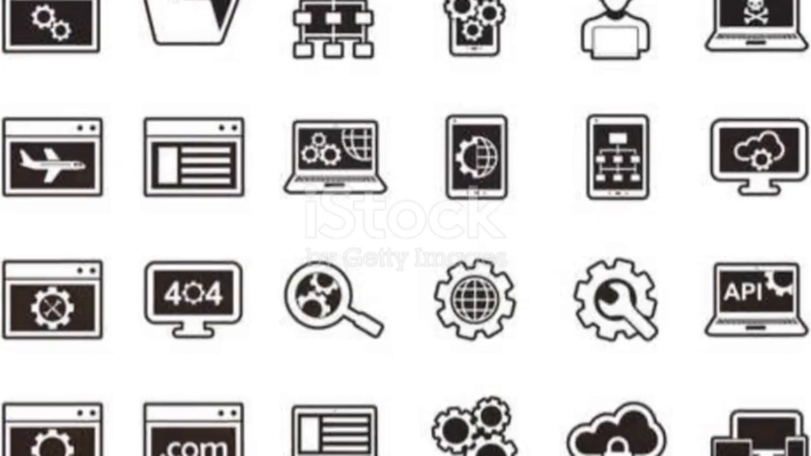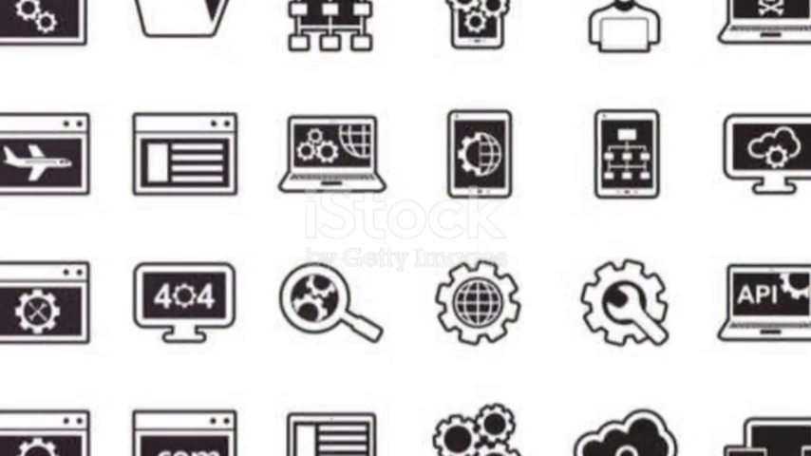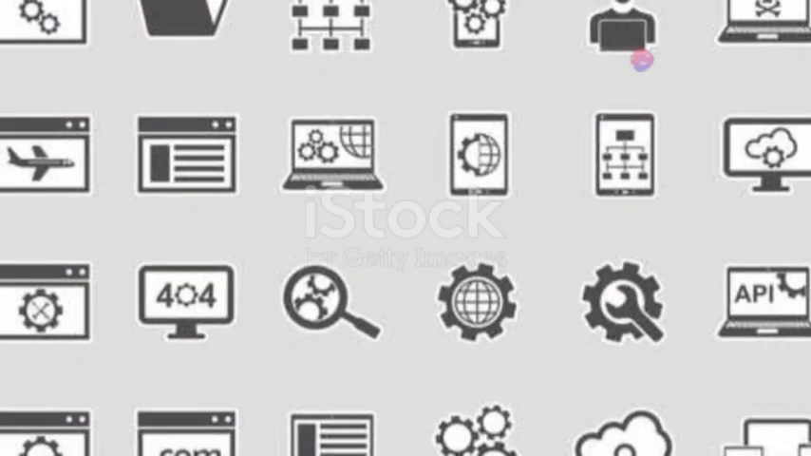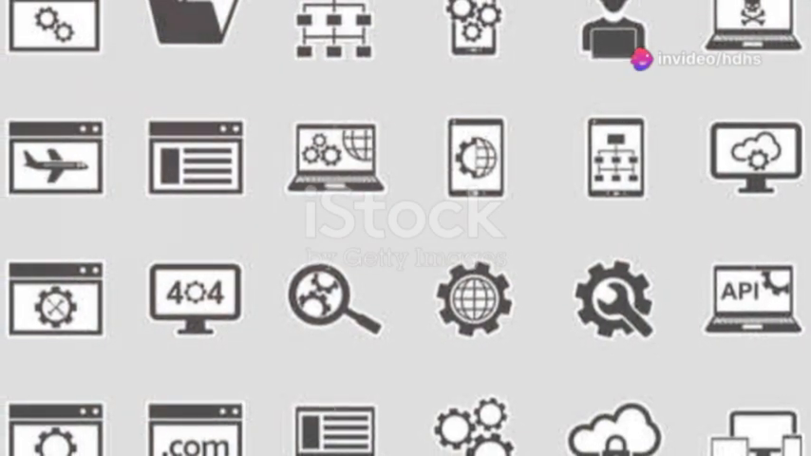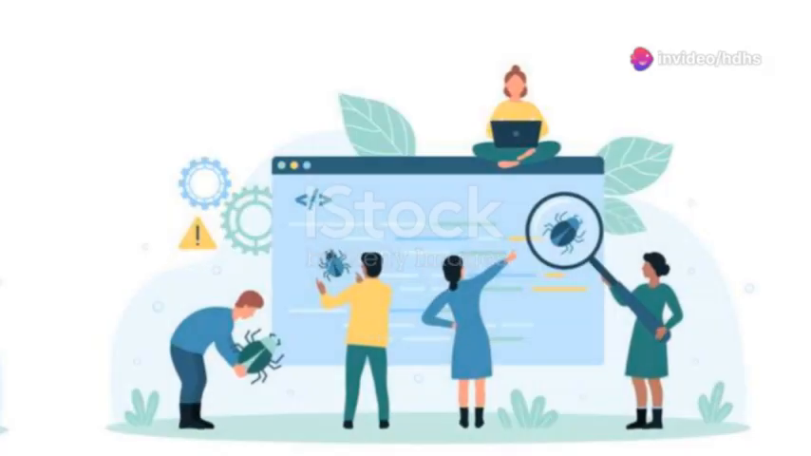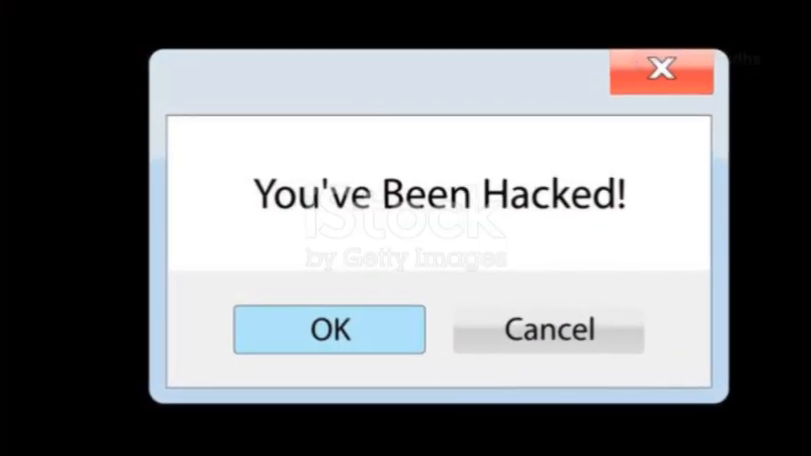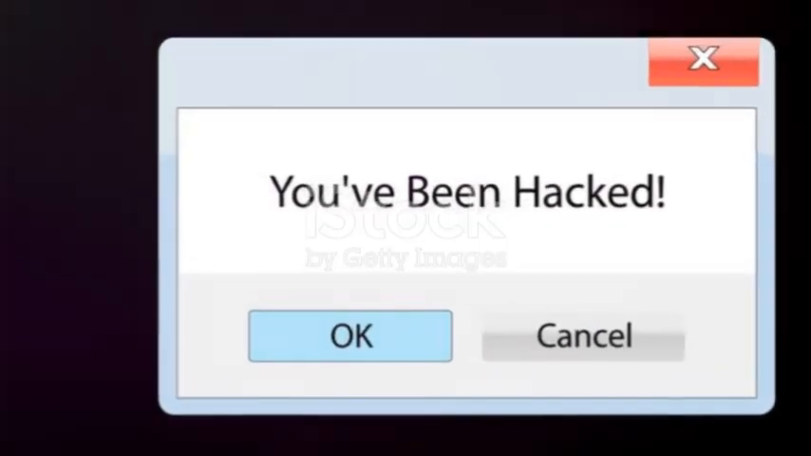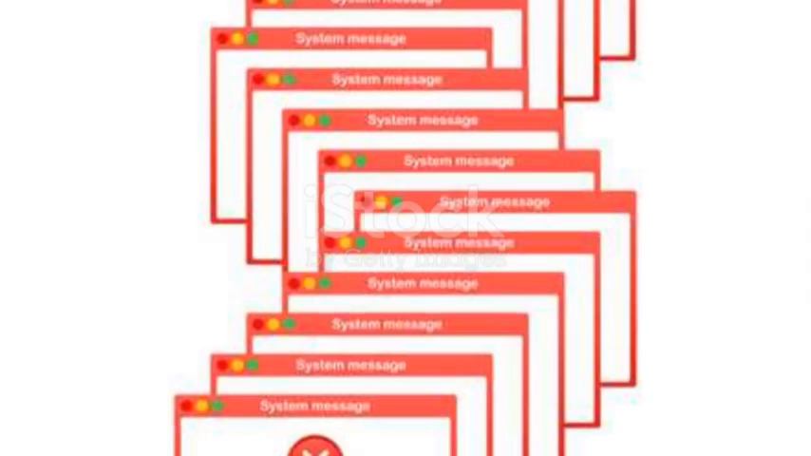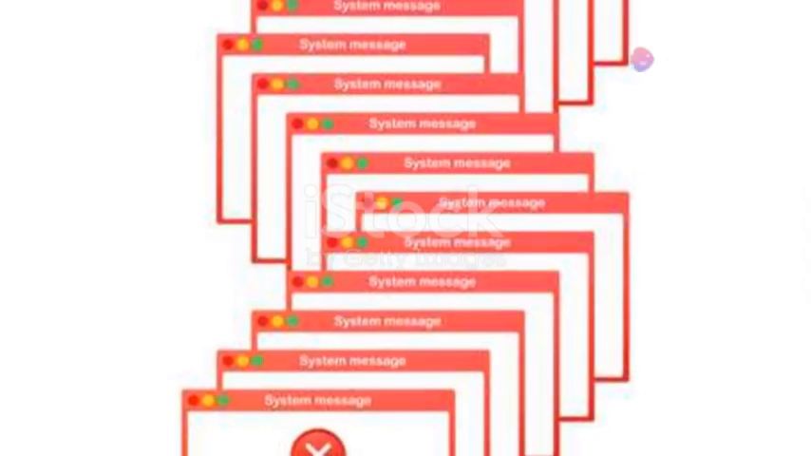Answer. Waits help synchronize test execution with the application under test. They ensure that elements are available before actions are performed. Types of waits include implicit wait, which instructs Selenium to wait for a certain amount of time before throwing an exception. Explicit wait, which waits for a specific condition to be met before proceeding.